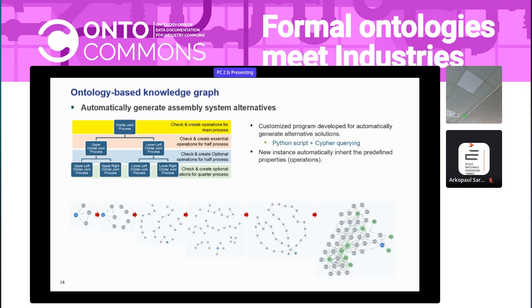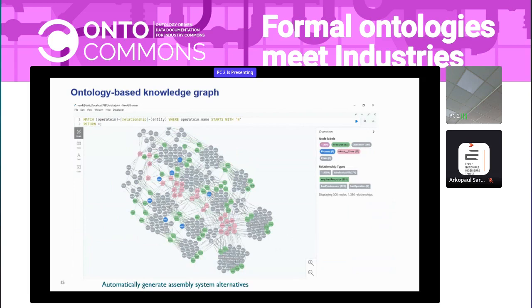Each time an optional operation is encountered, a fork is created. So it's like a nested loop in the algorithm. So basically, in the end, we will have multiple solutions created automatically, based on the knowledge we captured before. Here is how it looks in the graph database.